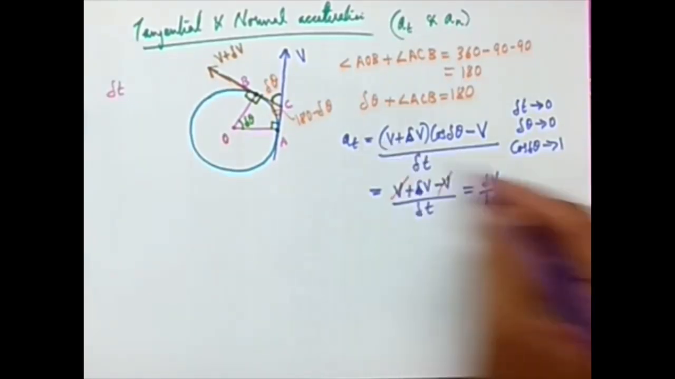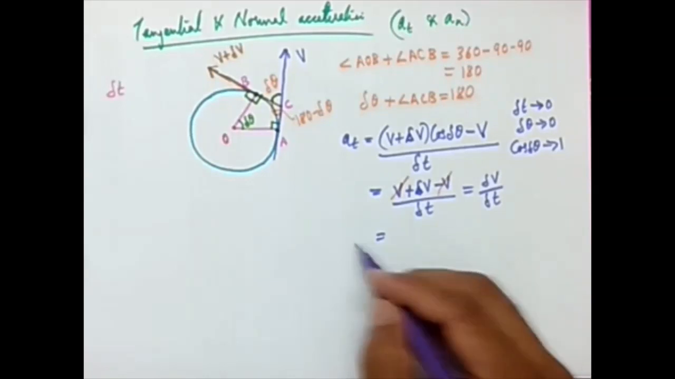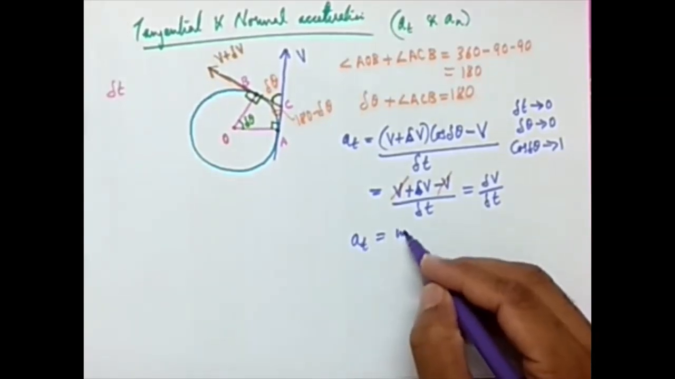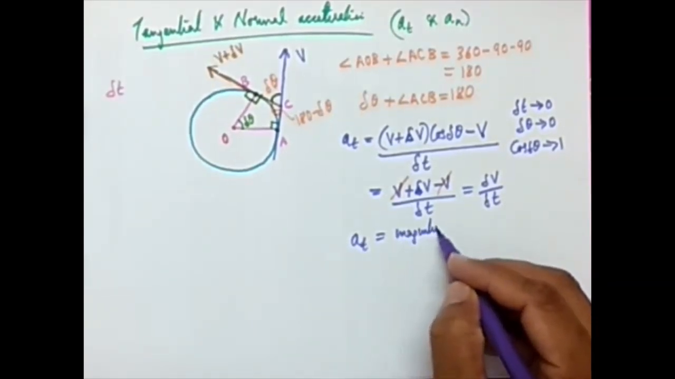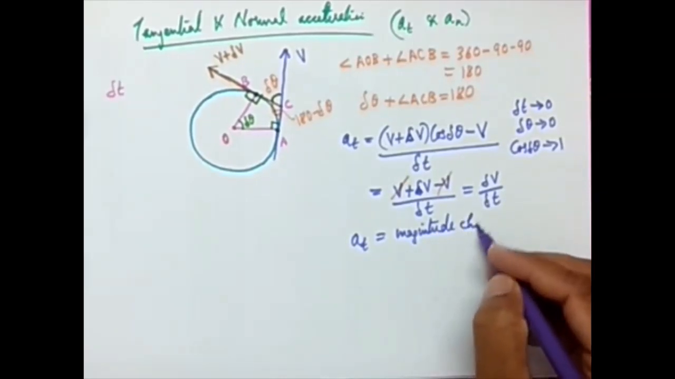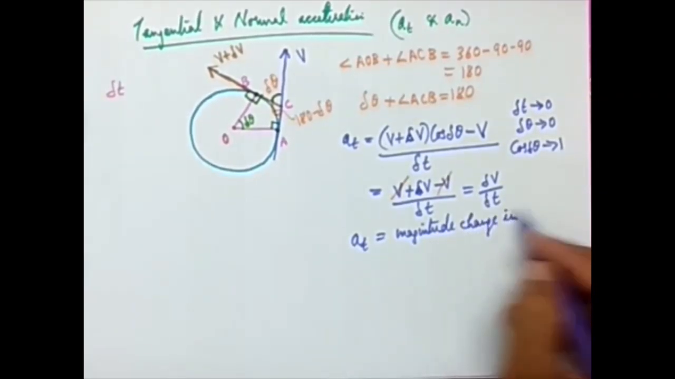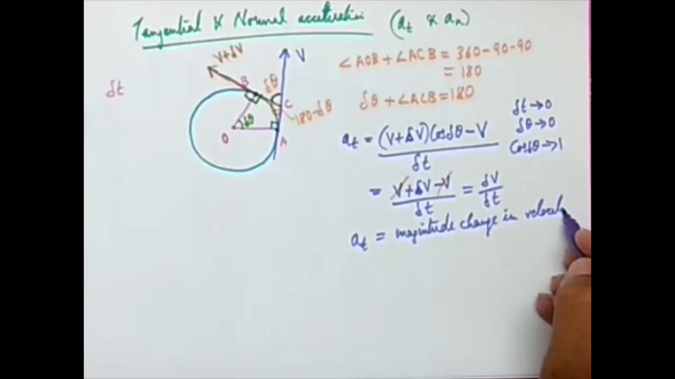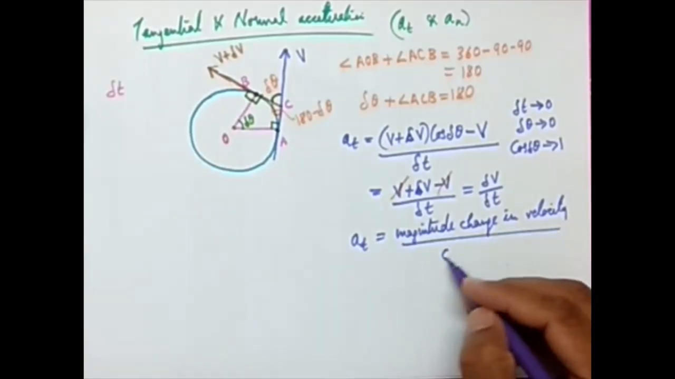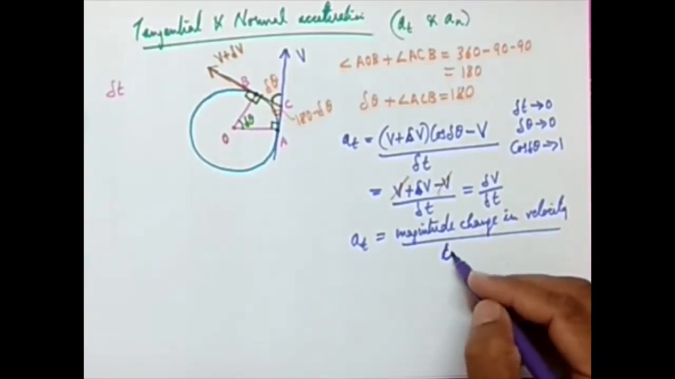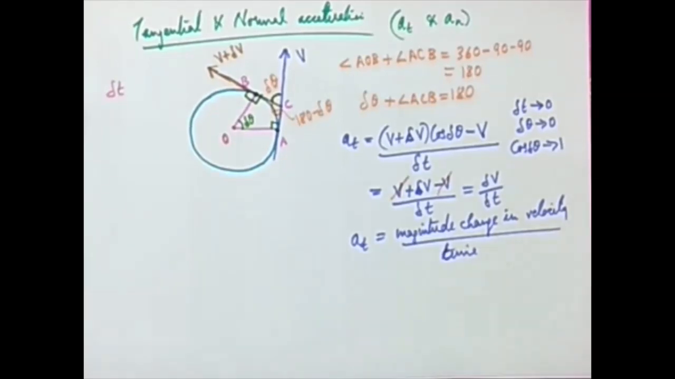Okay, so AT depends upon the magnitude. That is, AT is the magnitude change in velocity divided by time. Okay, so that's our tangential acceleration.